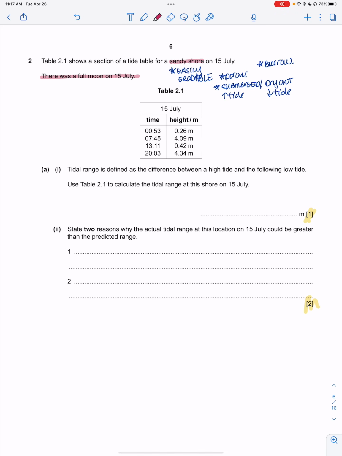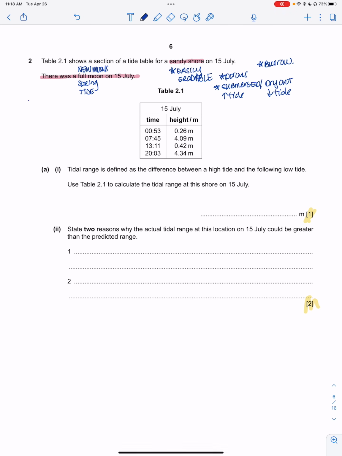All right, there was a full moon on July 15th. Okay, full moon, that's going to be a spring tide. Full moon, also the new moons. This is when spring tides are going to be when the gravitational pull is greater between the Earth, the sun and the moon on the Earth. Remember, tides are caused by the gravitational pull of the sun and the moon on the Earth. Tidal range is the difference in height between high tide and low tide.